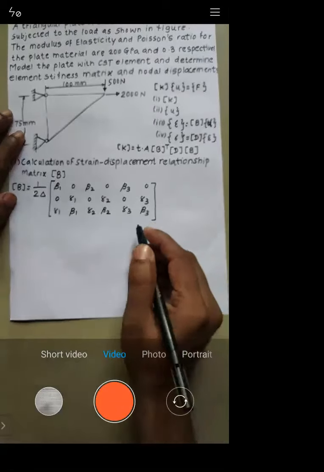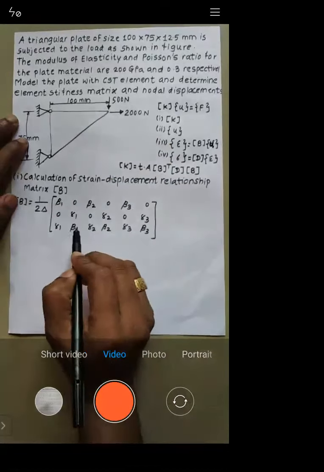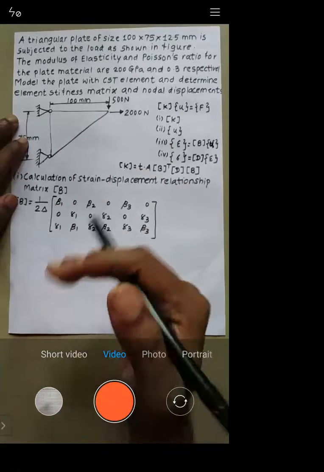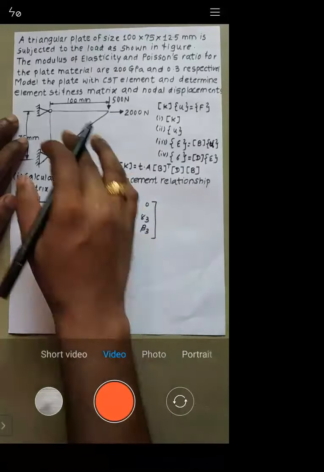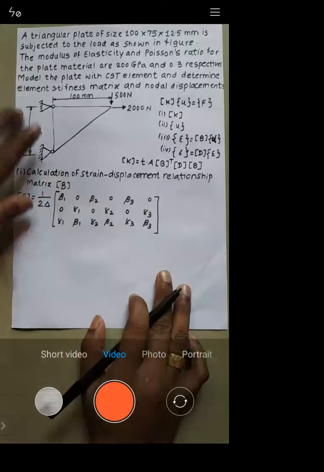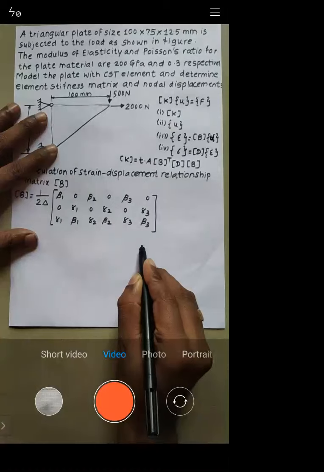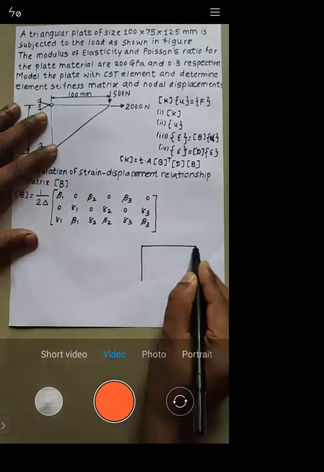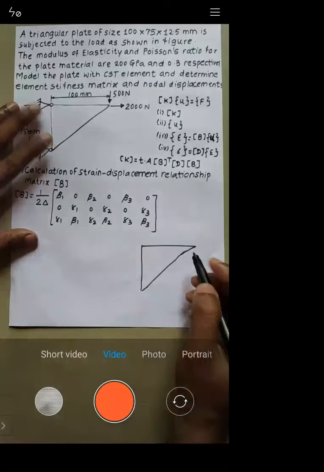So let me assign the nodes first. What are gamma 1, gamma 2, gamma 3? They are in the form of X and Y: X1, Y1, X2, Y2. So for that, I should assign the nodes. What I will do here is redraw this diagram as it is.